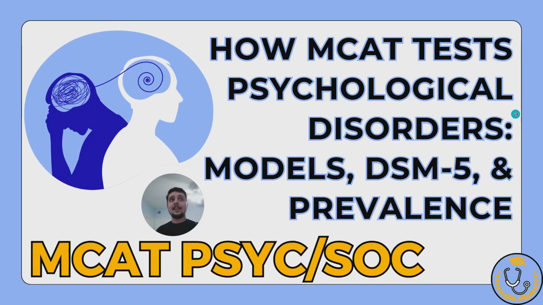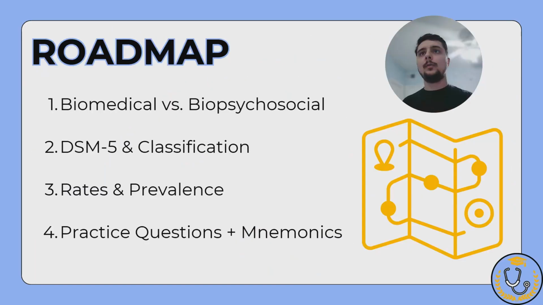This is Premed Academy. Today we are covering how the MCAT tests psychological disorders, models, DSM-5, and prevalence. So let's hit it off. We are trying to keep this bite-sized, concise, to the point, and high yield. Our roadmap for today: we are going to talk about the biomedical versus the biopsychosocial models, the DSM-5 and its classifications, rates and prevalence of psychological disorders, and then we're going to touch on some practice questions.